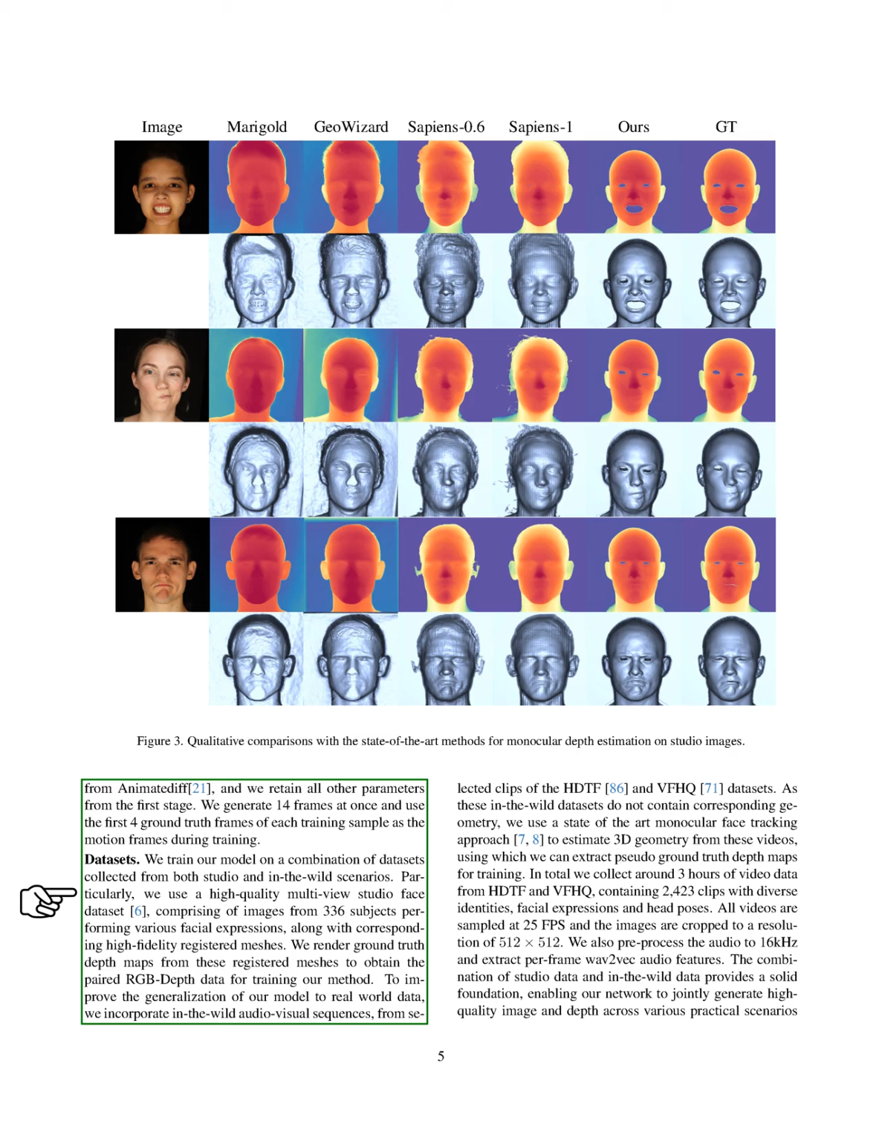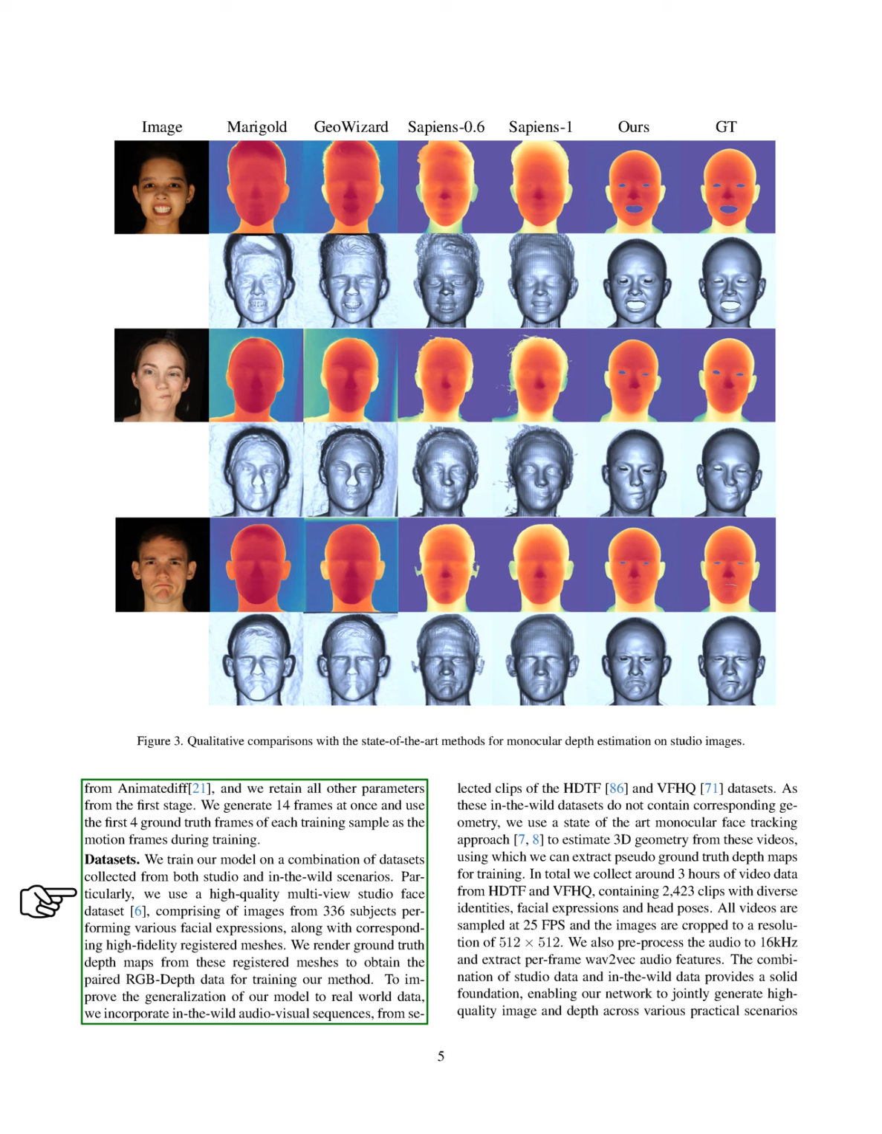The weights of the motion module come from AnimateDiff, while we keep the other parameters from the first stage. We generate 14 frames at once and use the first 4 ground truth frames of each training sample as motion frames during training.